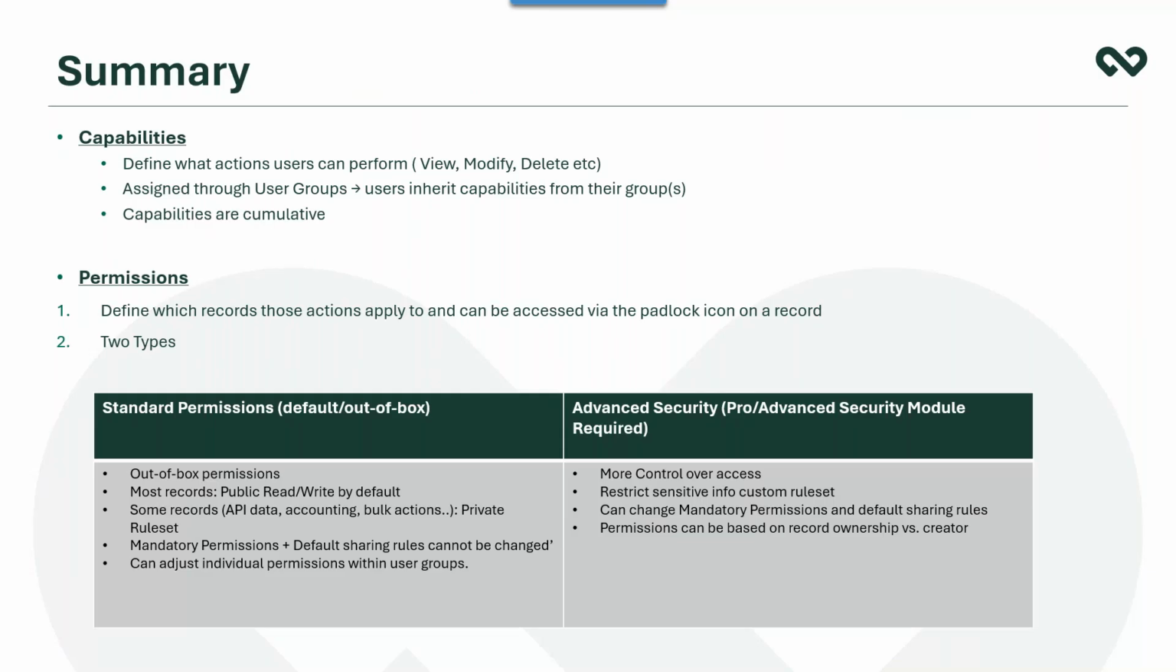Advanced security gives you more control. You can restrict access to sensitive information using custom rule sets for specific users or groups. It allows you to change mandatory permissions, adjust default sharing rules, and base permissions on record ownership versus who created it.